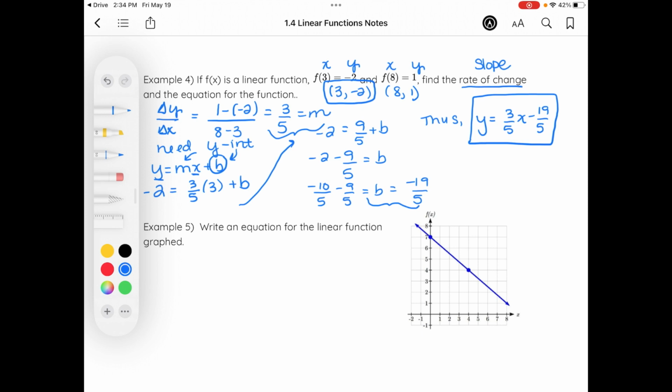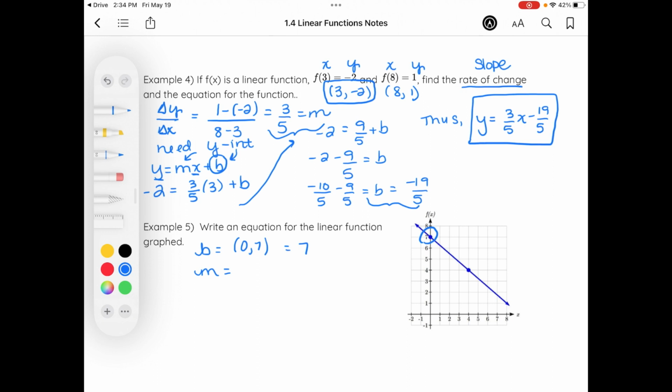Write an equation for the linear function graph. The things that we need to write the linear equation, as we just noticed, we need our y-intercept and we need our slope. I love the pieces about a graph because typically we're able to just count on the graph the pieces that we need to find the equation. So I notice that I have my y-intercept where I cross the y-axis. My y-intercept is 0, 7, thus my b value is just 7.